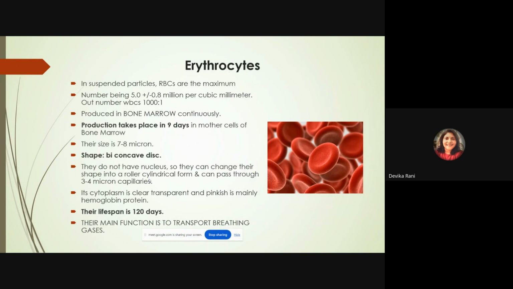Their size is 7 to 8 micron. Their shape is that of a biconcave disc. They do not have a nucleus, so they can change their shape into a roller cylindrical form and can pass through even small 3 to 4 micron capillaries. Its cytoplasm is clear, transparent and pinkish, due to mainly hemoglobin protein.